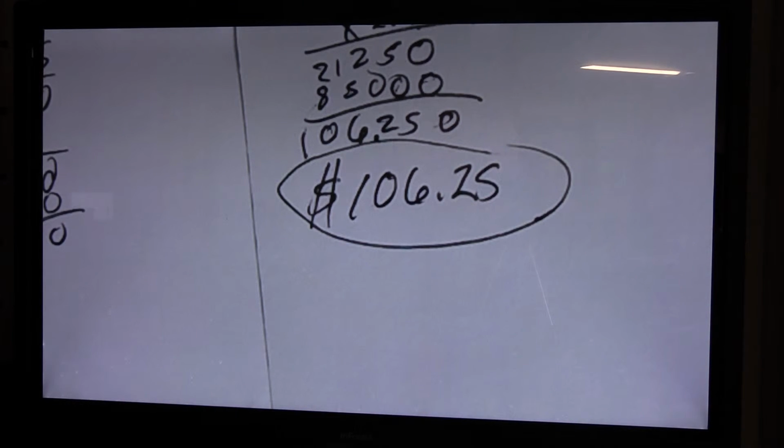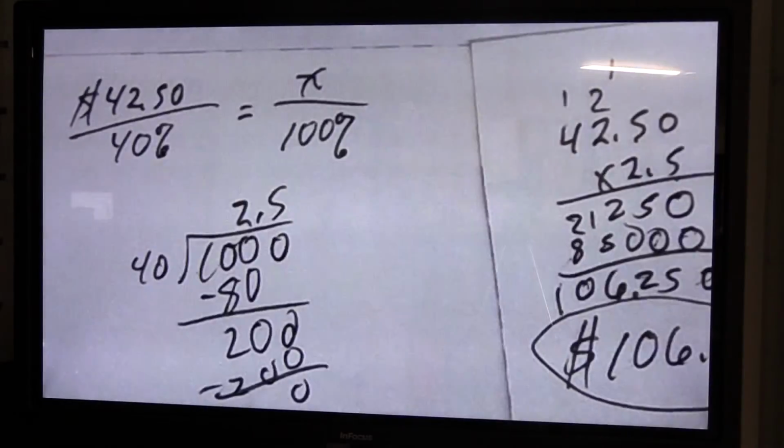Okay, let's talk about this for a minute. What approach did you use, Gracie, to solve that problem, or did you attempt it? Okay, so I did 40% divided by 100 and I got 0.40, and then I times that to $42.50 and I got 17. Okay, that's just because of the way you set it up.